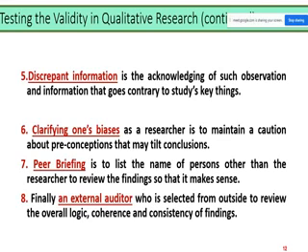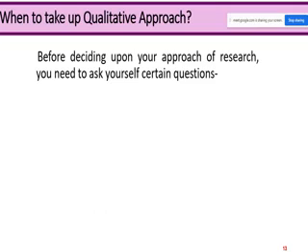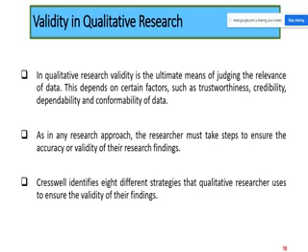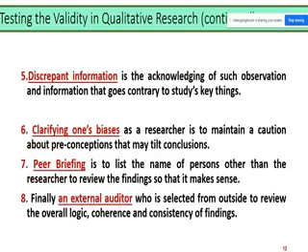Pre-briefing is to list the name of persons other than the researcher to review the findings so that it makes sense. That means you put your findings before an expert board to find out that this is the qualitative research I have performed and this is how things can be understood. Finally, an external auditor who is selected from outside reviews the overall logic, coherence and consistency of findings. So these are the eight steps developed by Creswell which one should follow to become a successful qualitative researcher.